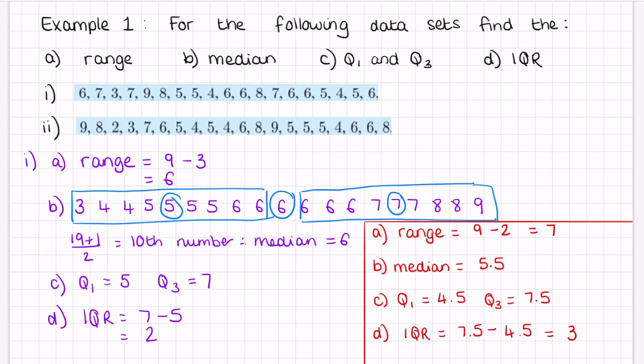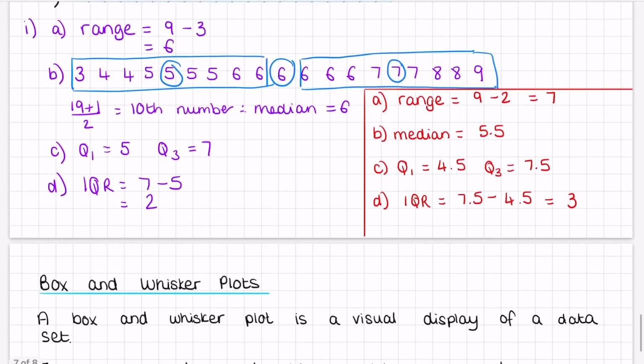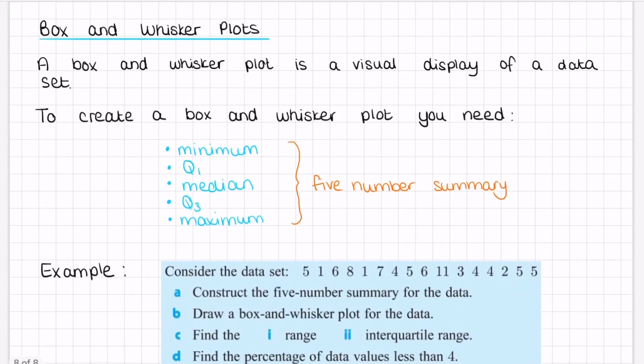And then from here, we can go on to box plots. So box and whisker plots is a visual display of a data set. To create a box and whisker plot, we need something that's called the 5-number summary, which is our minimum, quartile 1, median, quartile 3, and maximum. So all the numbers we've just been able to find on our calculators. And we just need those 5 numbers to create a box plot.